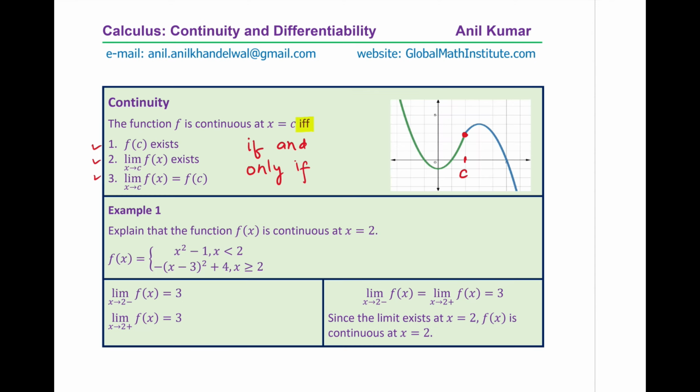Now there are other kinds of discontinuities also. So let me just list the types of discontinuities here. One is jump discontinuity. One is because of a hole. And one is because of a vertical asymptote. We will normally refer to this as infinite discontinuity. So these are the types of discontinuities.